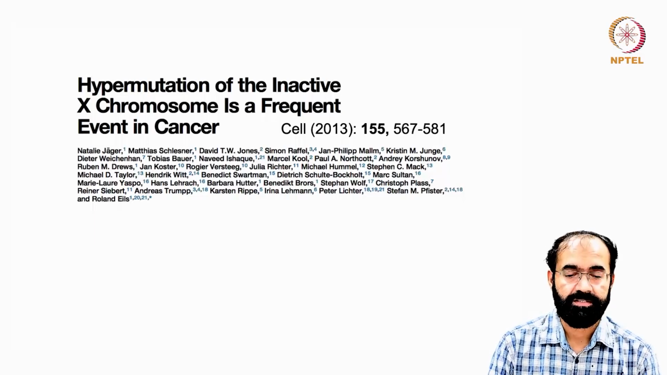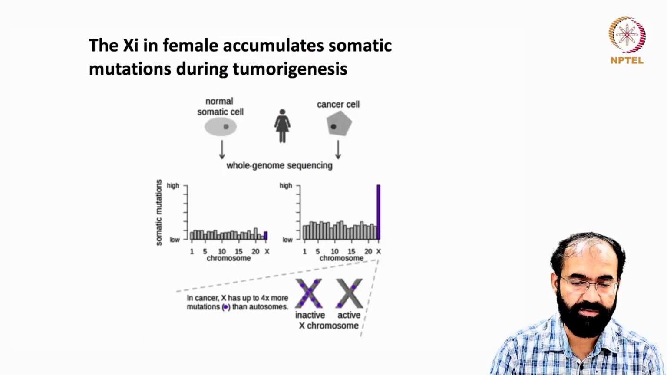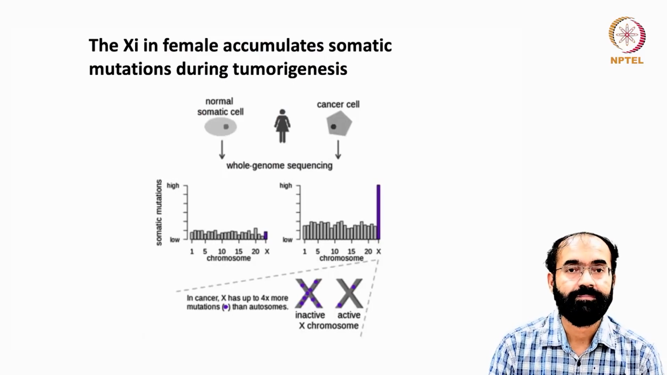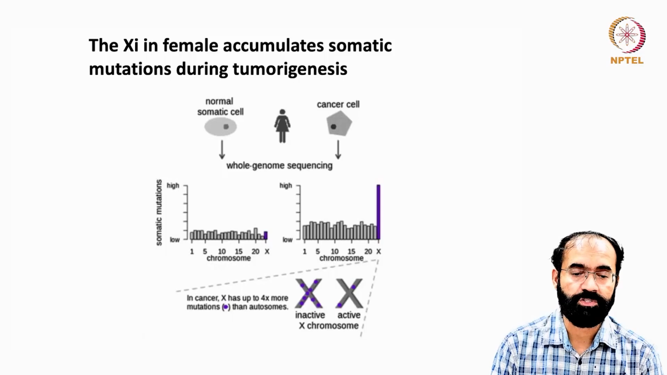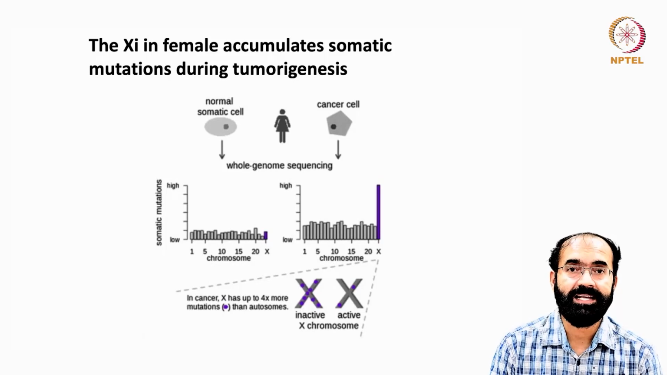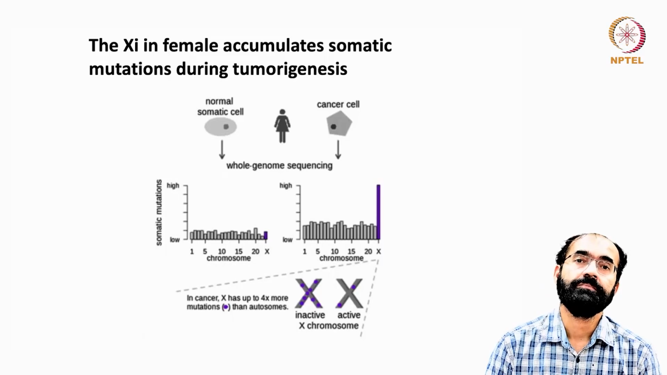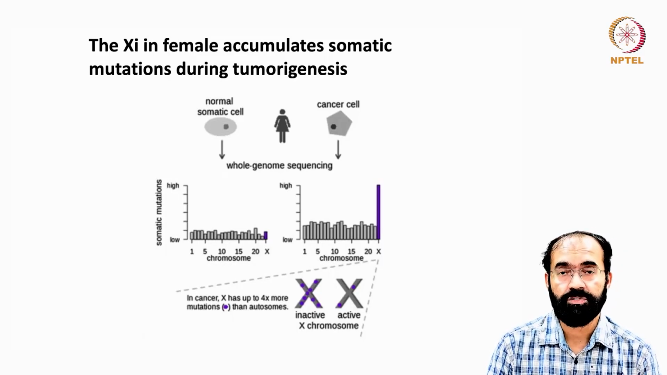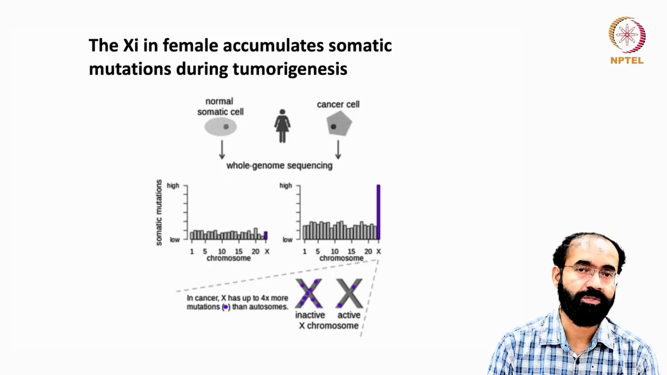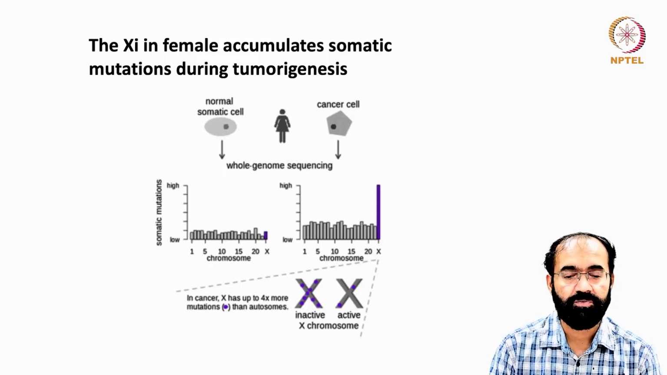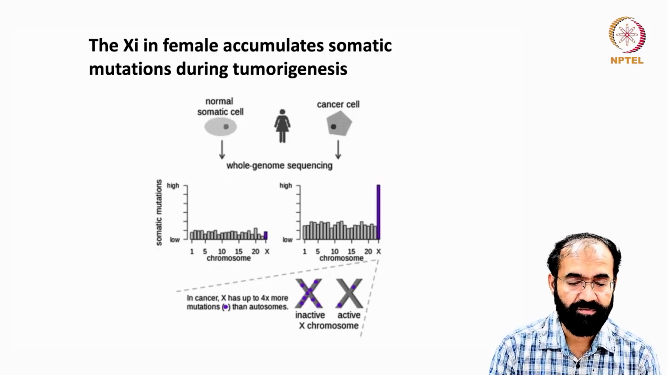Let us see some more detailed observations. The inactive, non-functional X chromosome in females accumulates many more somatic mutations during tumorigenesis. Let us see a normal cell and a cancer cell. In a female with cancer, those cells also have two X chromosomes, one active and one inactive. So we are comparing the inactive and active, and how they differ.